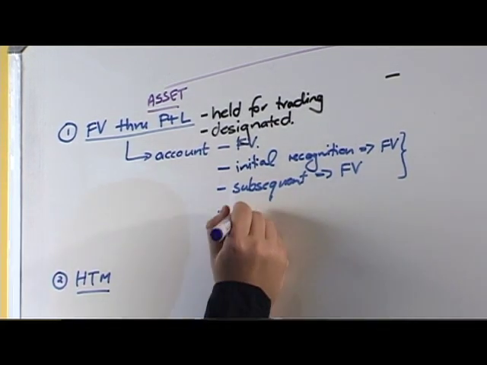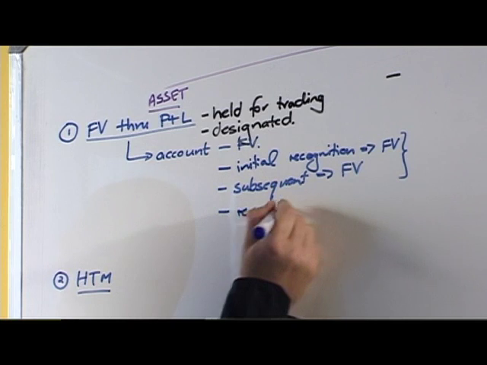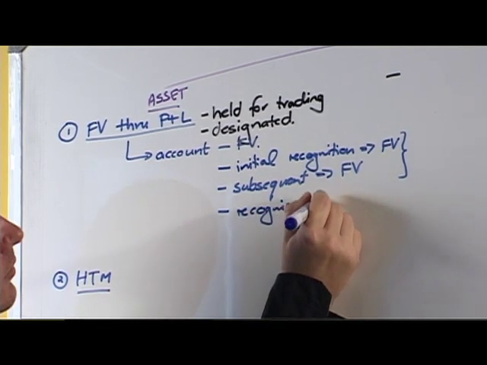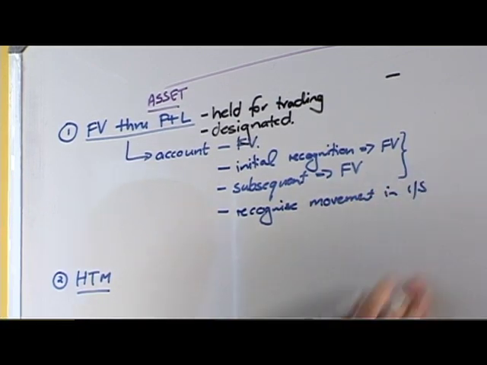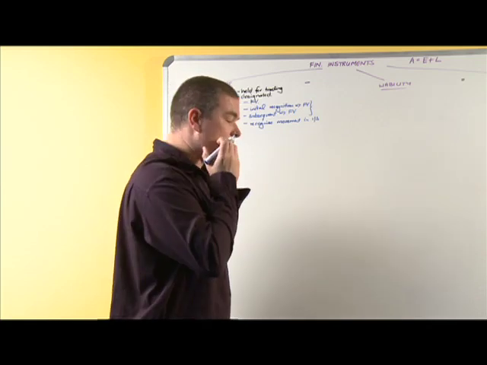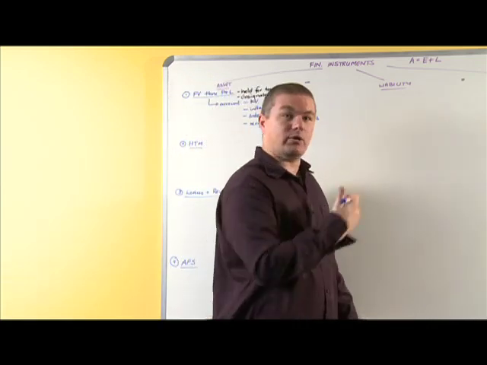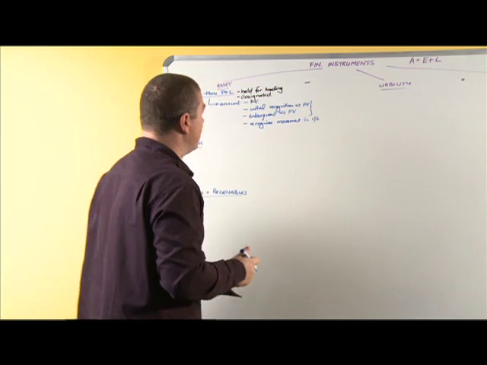Well, clearly, I'm going to recognize it in the income statement. All right. Fair value through profit and loss. That's why it's called fair value through profit and loss. In other words, as the movement goes up or down, so I recognize it in the income statement.